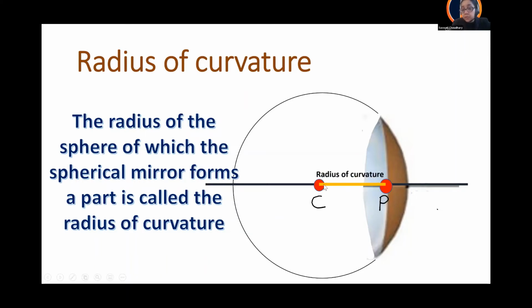So the center of curvature is the point of the sphere of which this particular mirror is a part, and the distance between the pole and the center of curvature we call the radius of curvature, usually designated with the letter R.